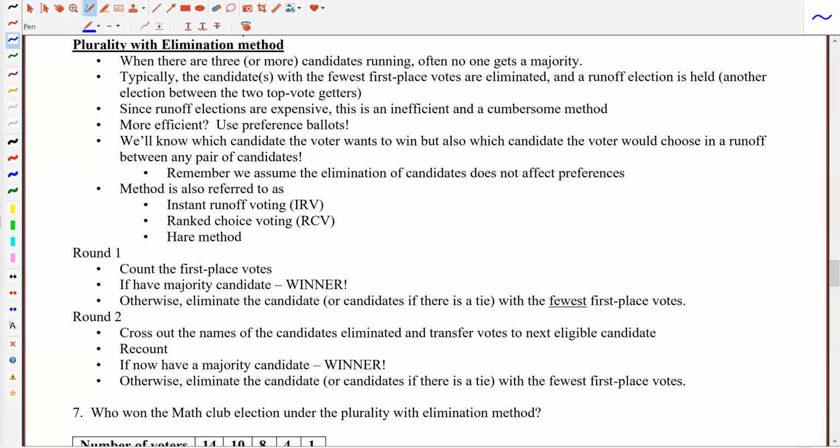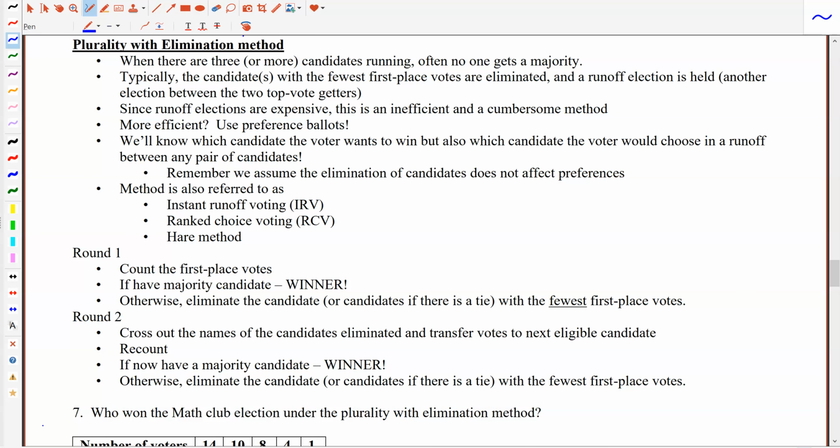This method is sometimes also referred to as instant runoff voting, or IRV, ranked choice voting, or RCV, or sometimes it's called the Hare method. So here's how this method works. In round 1, you're going to count your first place votes. If you have a majority candidate, or somebody with more than half of those first place votes, that person's the winner. Otherwise, we're going to eliminate the candidate, or candidates if there is a tie, with the fewest first place votes. Then we move on to round 2.